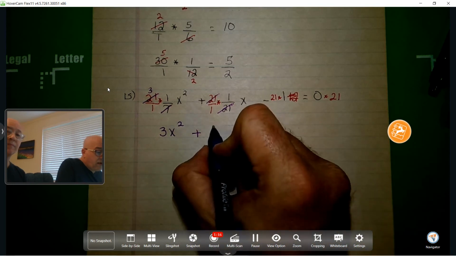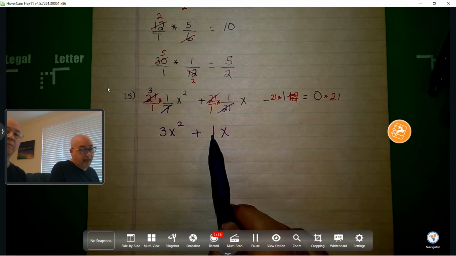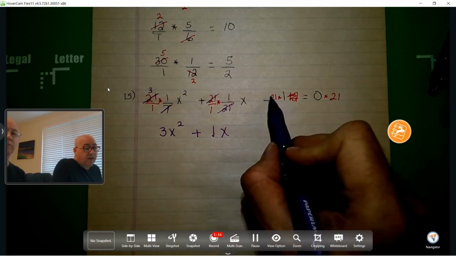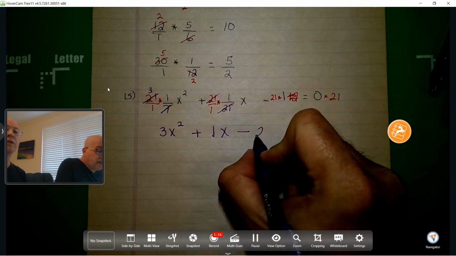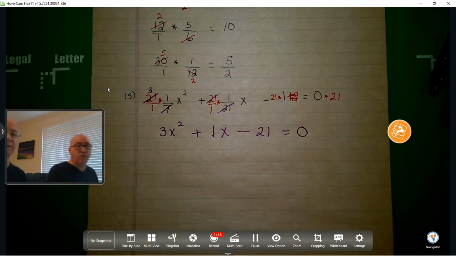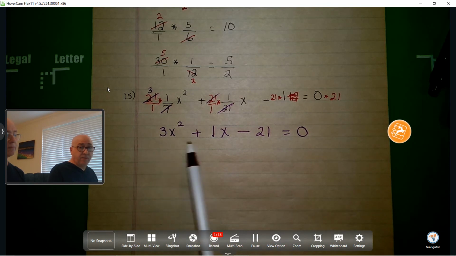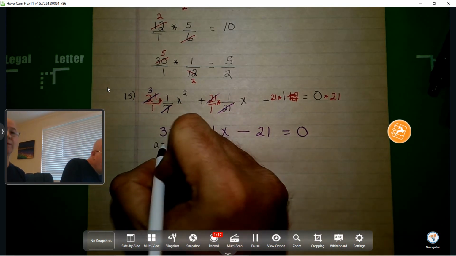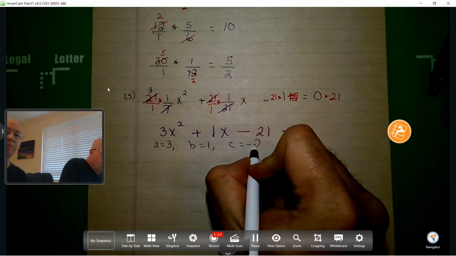1 over 1 is just 1. I don't need to write the 1, but I'll go ahead because that's the b value. Then a minus 21 times 1 is 21. 0 times anything is 0. So by multiplying straight through by 21, we get a pretty basic looking quadratic formula problem. A is 3, B is 1, and C is -21.